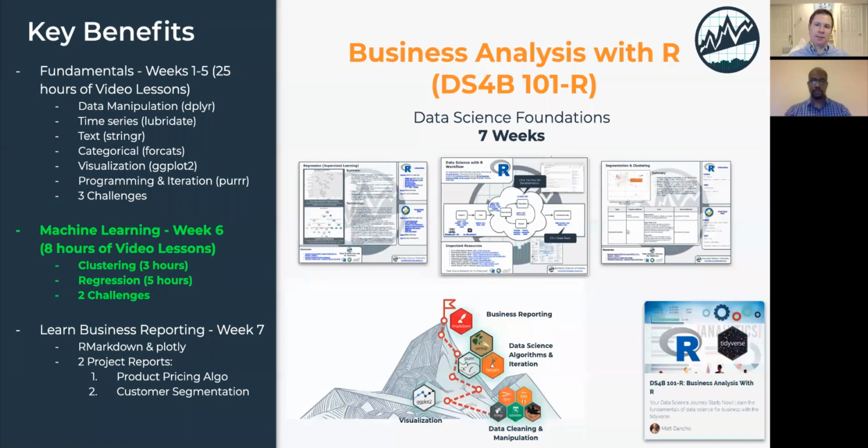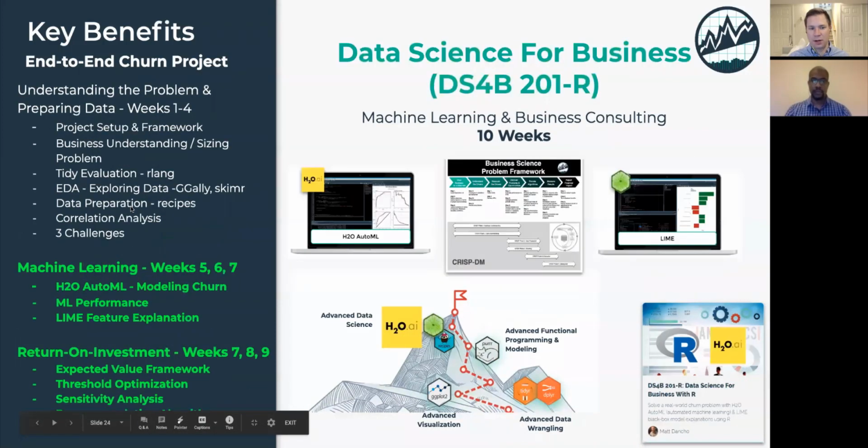Just to recap, the 101 course, you get a ton of content in there. It's 7 weeks. You're doing 8 hours of video lessons just on machine learning. I have frameworks, all sorts of information, challenges. You're building 2 project reports in R Markdown, and you're really learning the foundations. Plus a whole lot of data manipulation, time series, text, categorical, and so on.